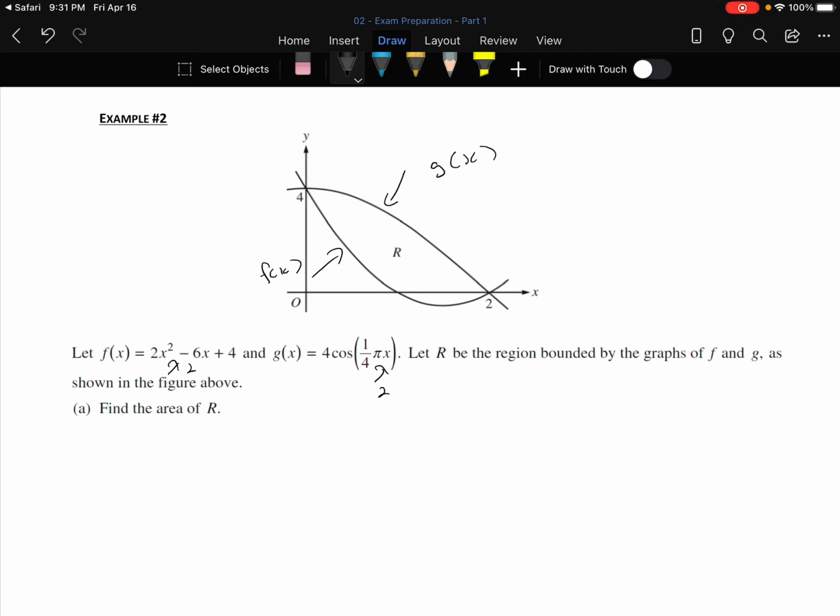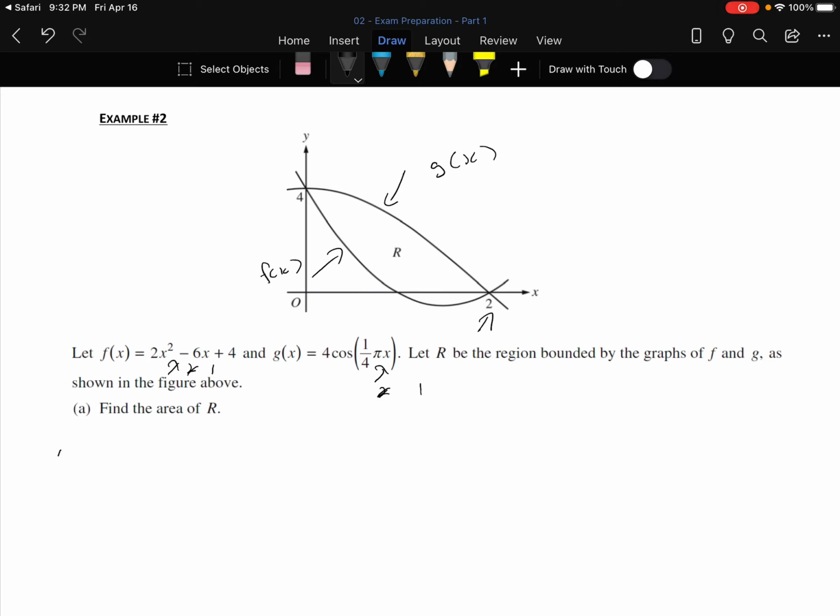Okay, so 2's too far over, so maybe 1 would work. We'd sub in 1, which is halfway in between, and that would come out to cos pi over 4, which is right in a special triangle. So no big deal here finding which one's the upper and which one's the lower.